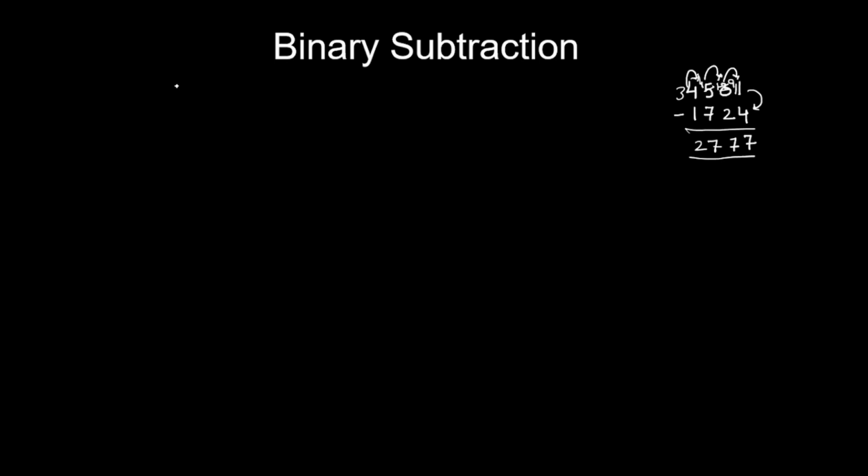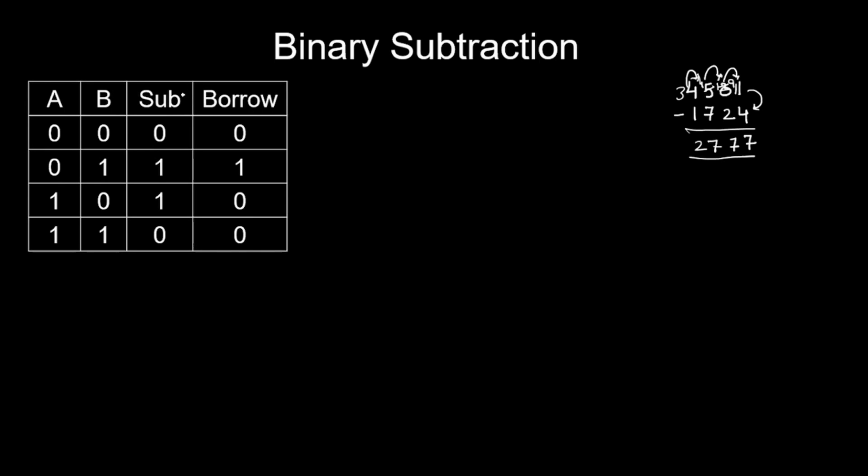Now to understand binary subtraction, we first have to understand the truth table of binary subtraction. As you can see on the screen, if the first number is 0 and the second number is 0, the subtraction will be 0 and borrow will be 0. We'll understand the second option later. Now when 0 is subtracted from 1, the first number is 1 and the second number is 0, so subtraction will be 1 and borrow will be 0. When both the numbers are 1, subtraction will be 0 and borrow will also be 0.